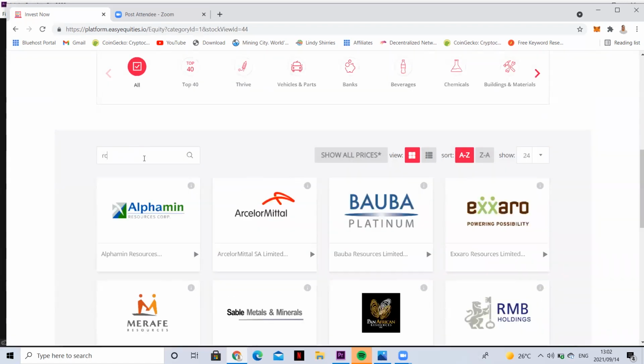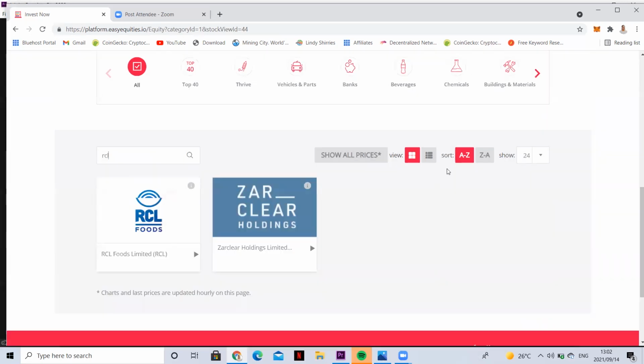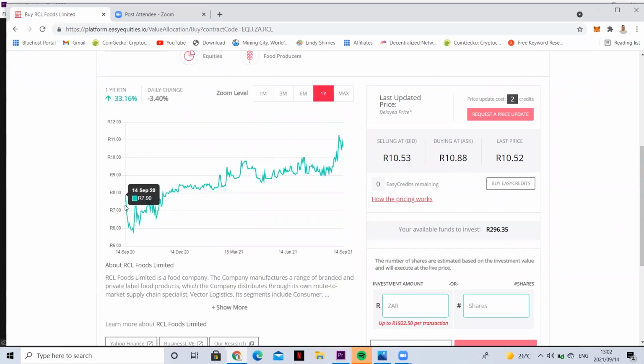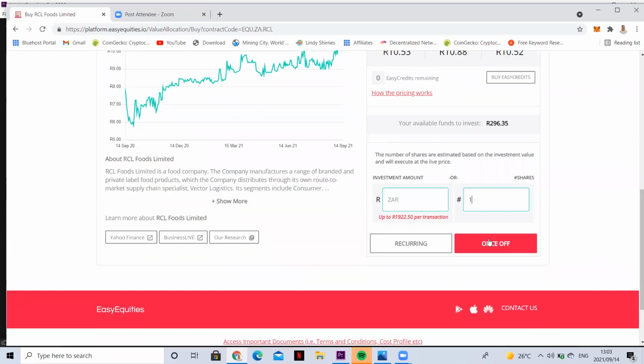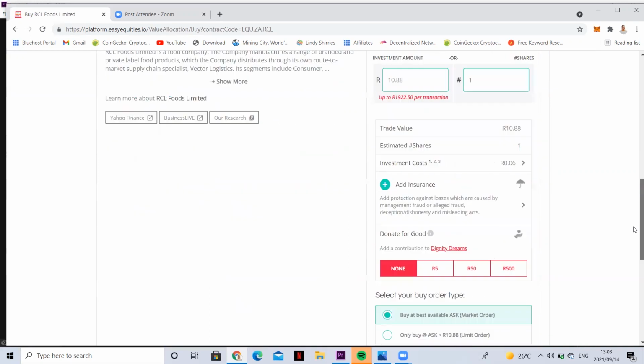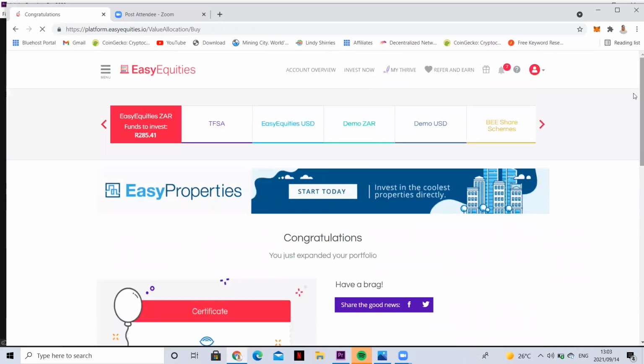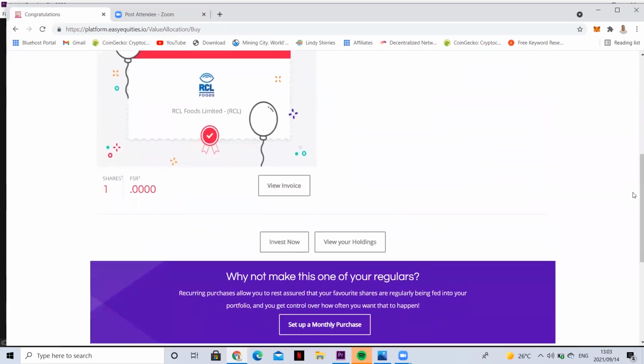You'll find it under food, under manufacturing of food. And then as you can see, it as well, it's doing well. Let's see, it was around 7 Rand, 8 Rand last year, and now it's 10 Rand. So I'll just buy one. This is just to show you guys that anyone can buy shares. So I now have RCL. And then let's go to the next one.